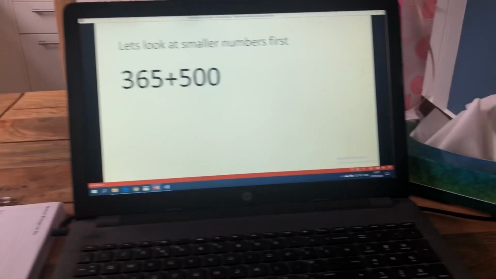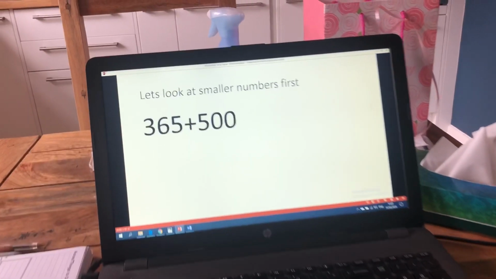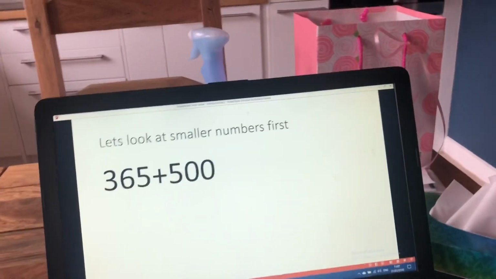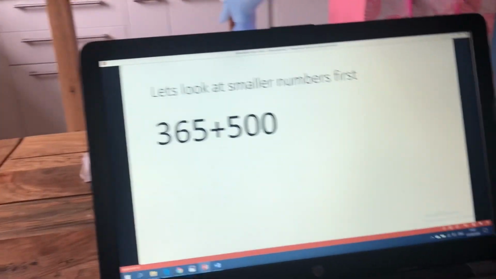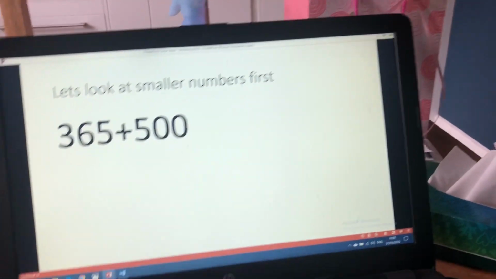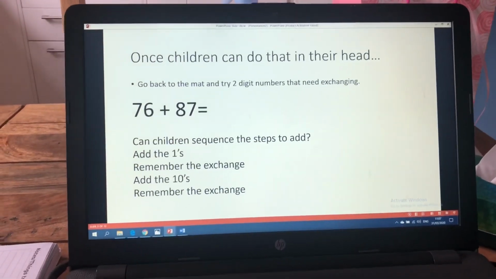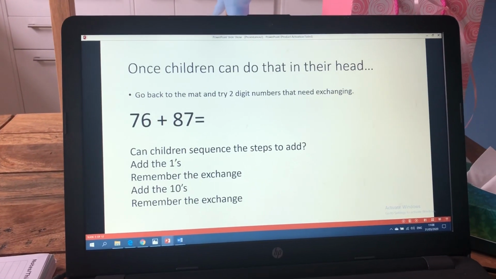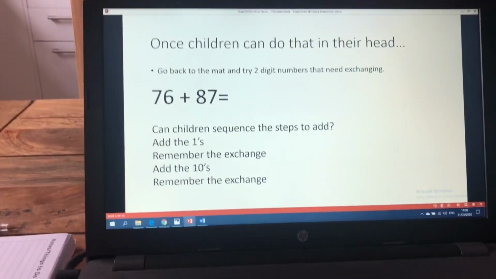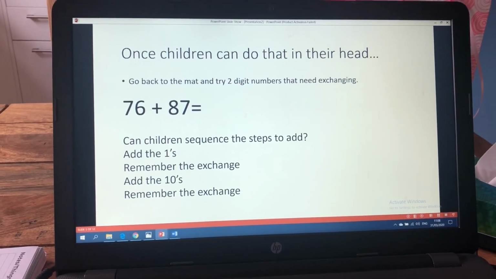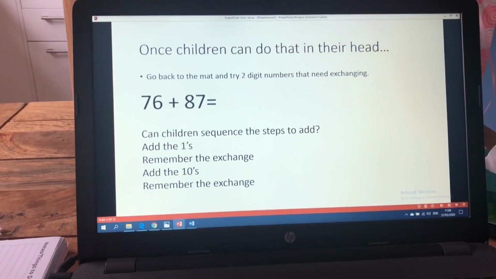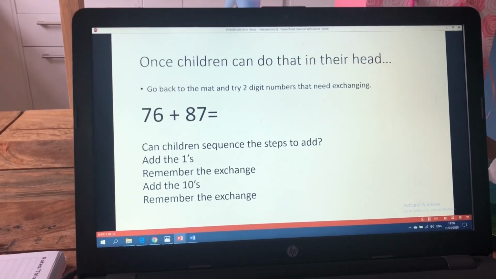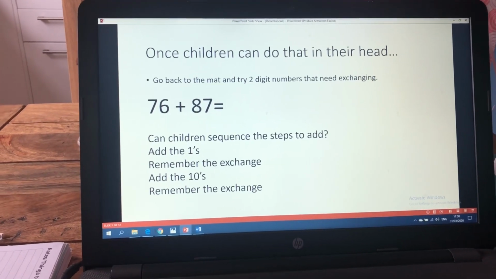Once they can do those individual steps, realistically, they should be ready for going on to three-digit numbers, because it's just those 3 steps repeated. If you find that a bit daunting, then consider going on to 76 and 87. So doing those steps on the board and then doing those steps in their head as well. So if we just get that set up, 87, 76.